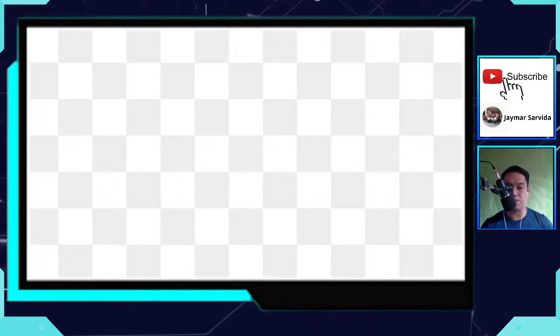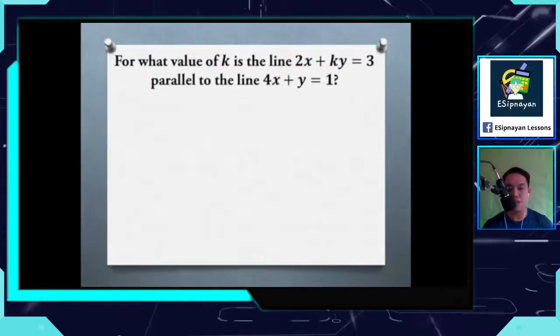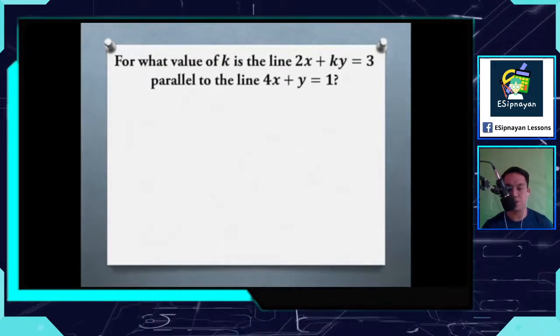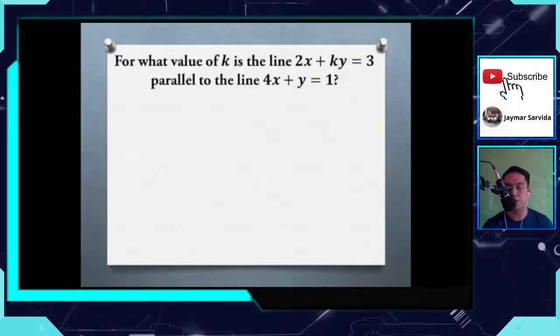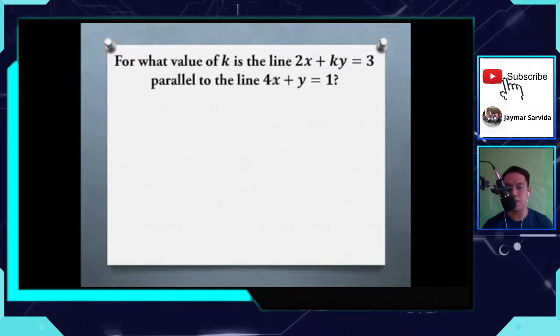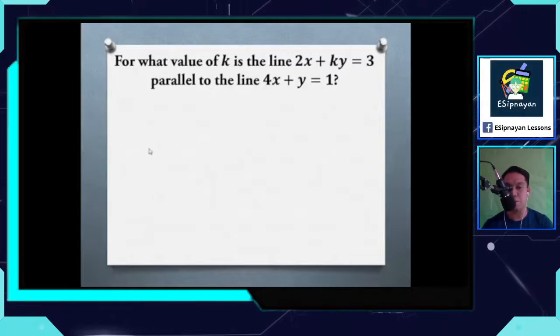So let's have another example. For what value of k is the line 2x plus ky equals 3 parallel to the line 4x plus y equals 1? So we have the same line in this example. Ang difference lang is yung kanina perpendicular, ngayon naman ay parallel. So we have the values already of our slope here.